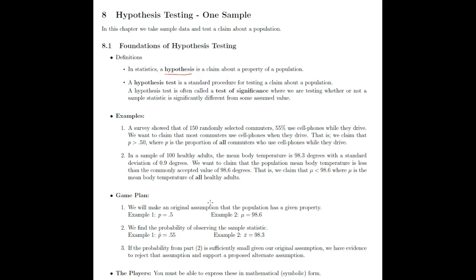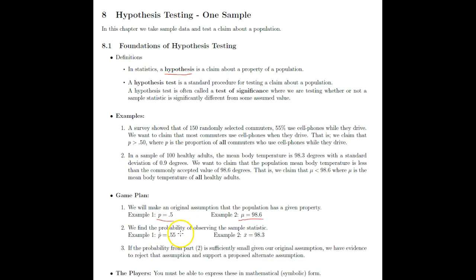First, we're going to make an original assumption that the population has a given property. So for example 1, that would be that p equals 0.5. And in example 2, that is that mu equals 98.6. And this is an important part of the hypothesis test, is making some assumption. Basically our whole goal here is we're going to try to disprove this assumption. That's a really important part. It's not so much that we're trying to prove the statistic that we found. It's more that we're trying to disprove this assumption.